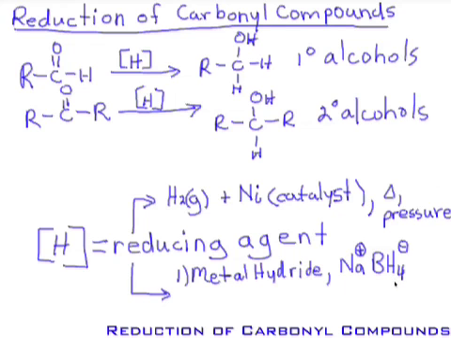Boron is less electronegative than hydrogen. So BH4 is a source of H minus. Effectively, it's like doing what we did with the Grignard, where we had methyl minus act as a nucleophile. Here we have H minus act as a nucleophile. And the H minus attacks the carbonyl.